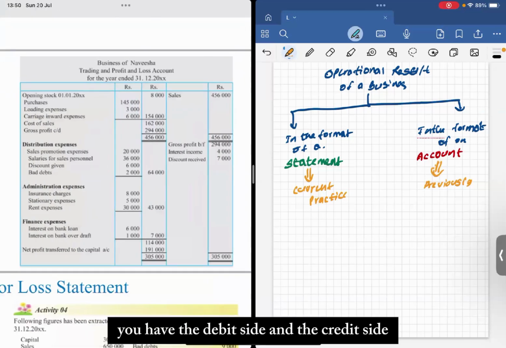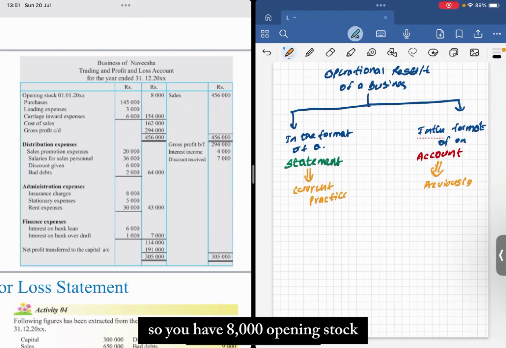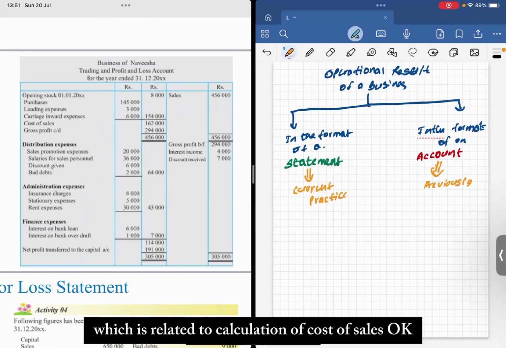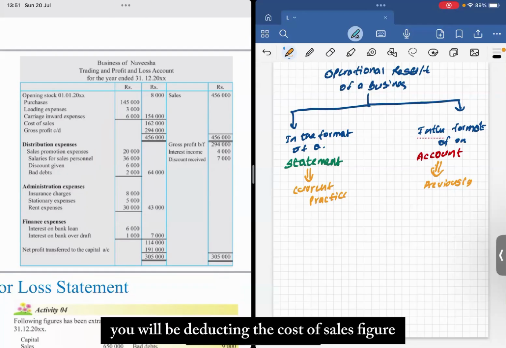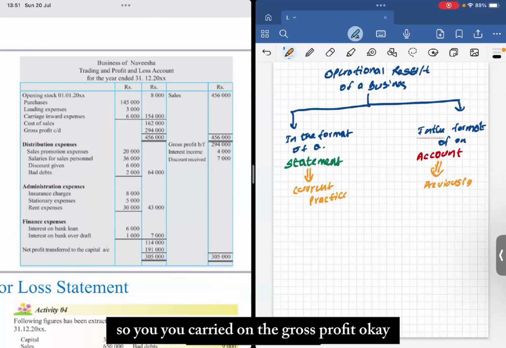See here you have the debit side and the credit side as in an account. So opening stock is there, opening stock is an asset. So you have 8,000 opening stock. Then you have the expenses: purchases, loading expenses, carriage inward expenses, which are related to the calculation of cost of sales. Then you arrive at the cost of sales. And from the sales figure, you deduct the cost of sales figure and arrive at gross profit. So you carry down the gross profit. There you balance the statement, 4,55,000 and 4,55,000.